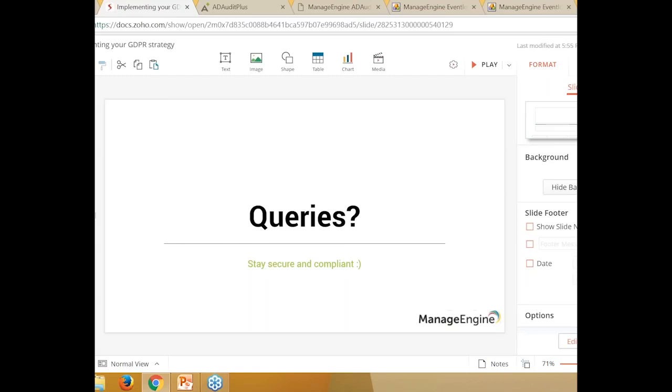I was just trying to rush through because we are a little bit short on time because of a slight delay at the start. But I hope I've given you a brief idea about how our tool can help you leverage the power of auditing and alerting in order to implement your GDPR security program.